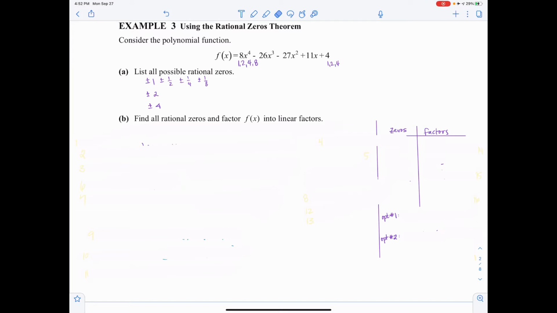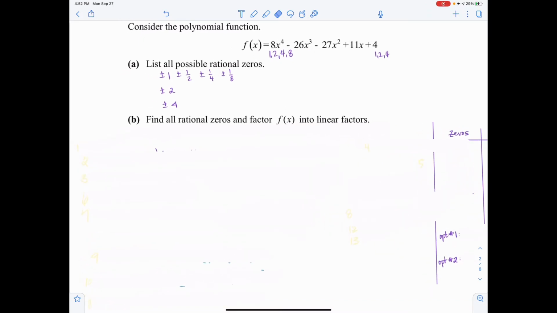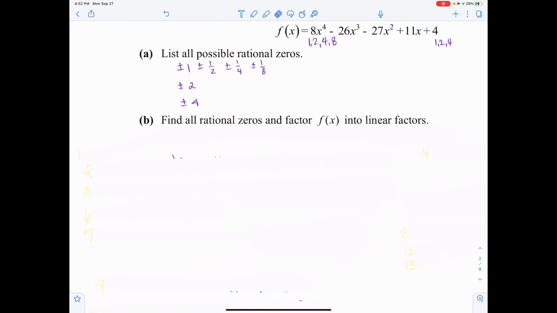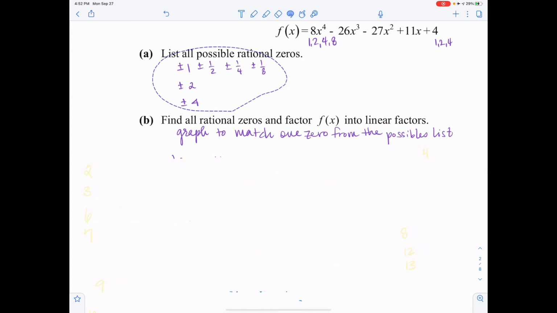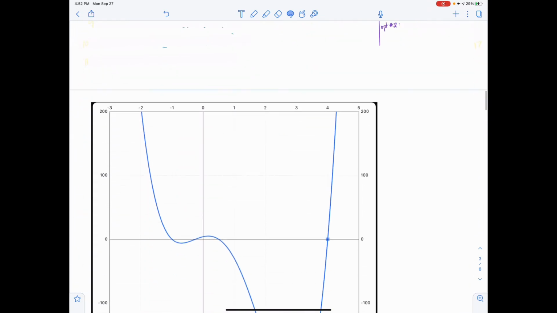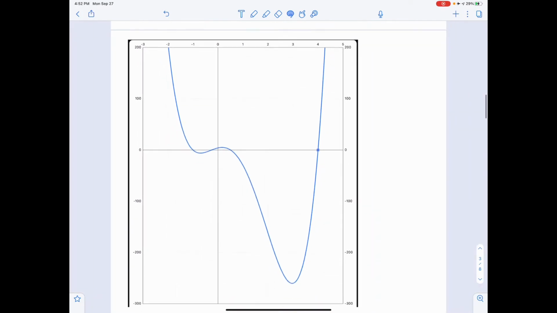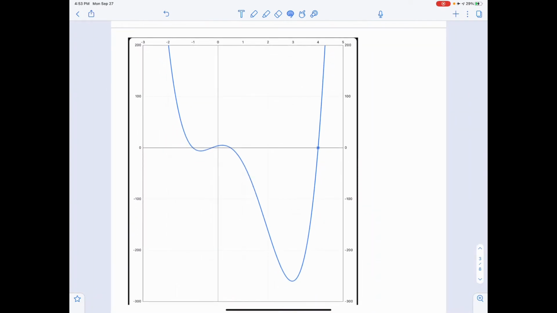And then we're also supposed to factor. So the way that you want to go about doing this is once you have your list of possibles, you want to take out your graphing calculator and you want to graph. And what you're looking for is you're trying to match a 0 from this list. All right, and so what I've done here is I actually have a picture of the graph. You can pause the video and graph this yourself to see if you're getting the same thing.